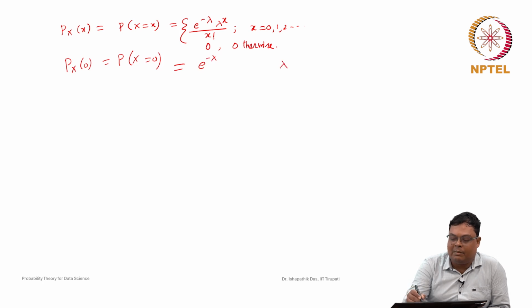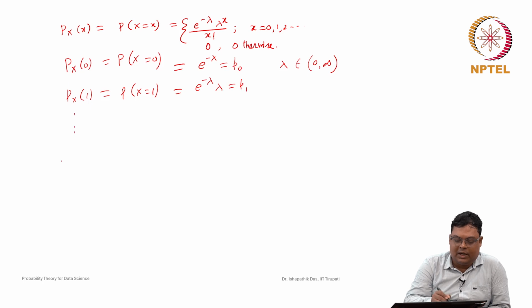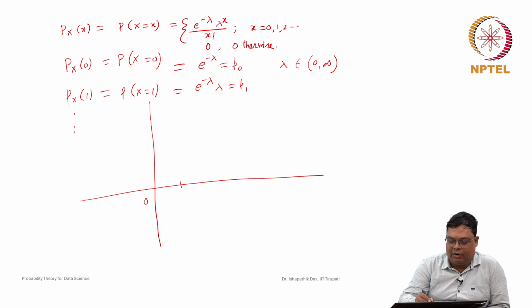Lambda can be any value, suppose 3, then it will be e to the power of minus 3. Lambda is a parameter, some number from 0 to infinity, and depending upon lambda it will be a different value. So, P_X(1) is the probability that X equals 1, which is e to the power of minus lambda, lambda to the power 1 by 1 factorial, this is lambda e to the power of minus lambda. Similarly, we can denote these as p_0, p_1. Now, if you draw this curve to understand it, the random variable takes values 0, 1, 2, 3, like this.